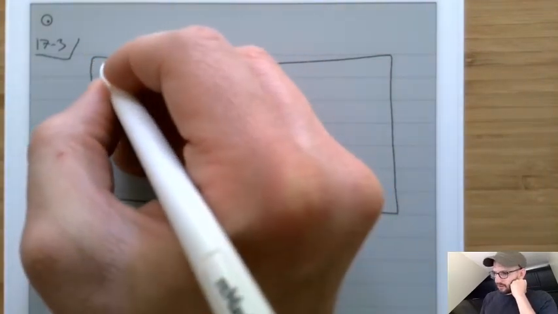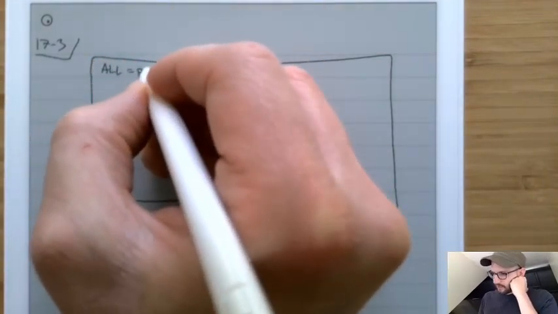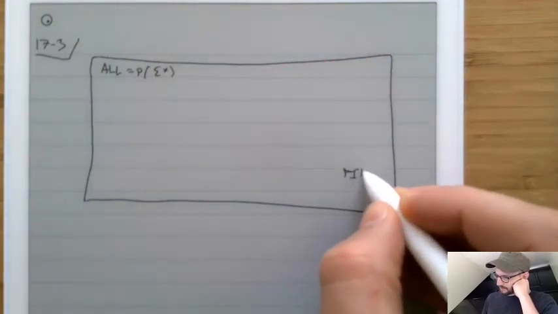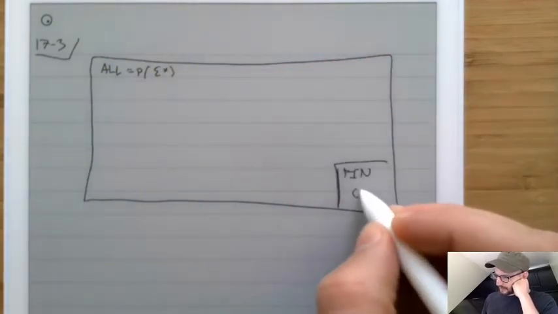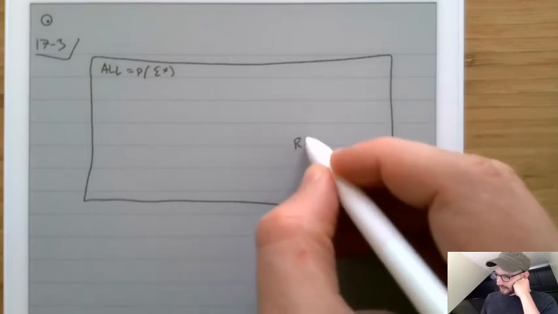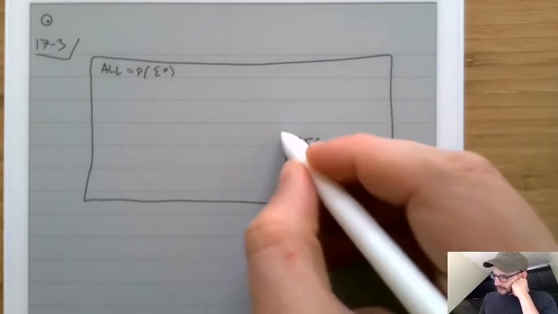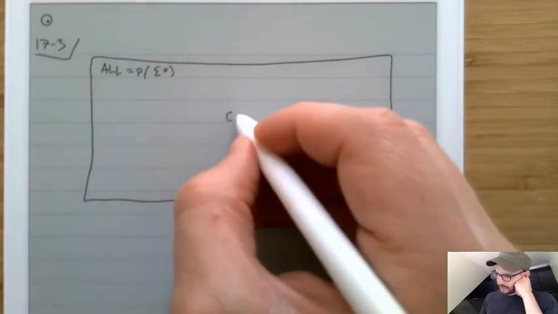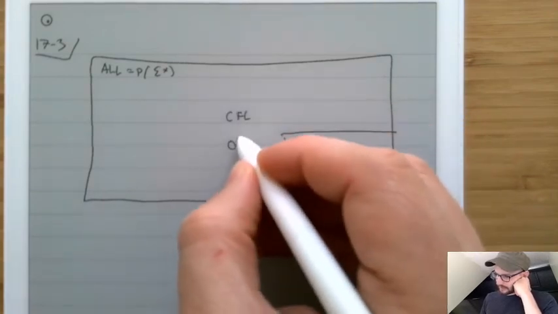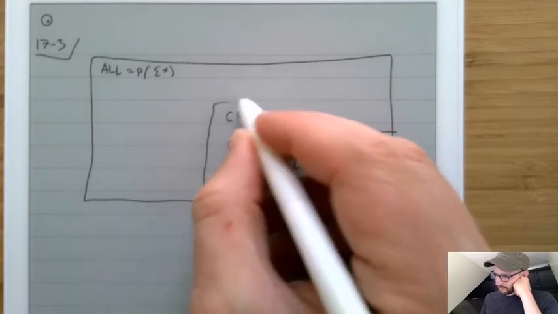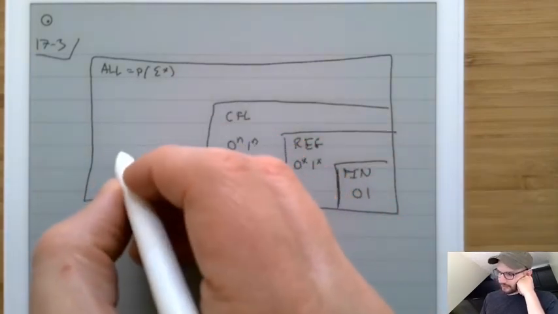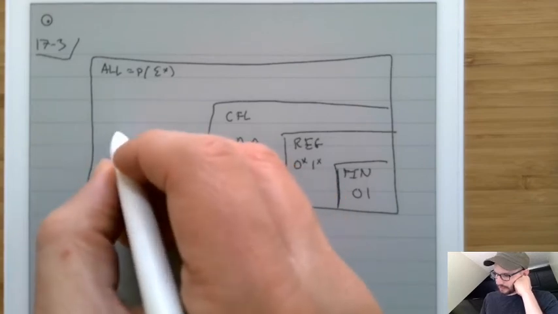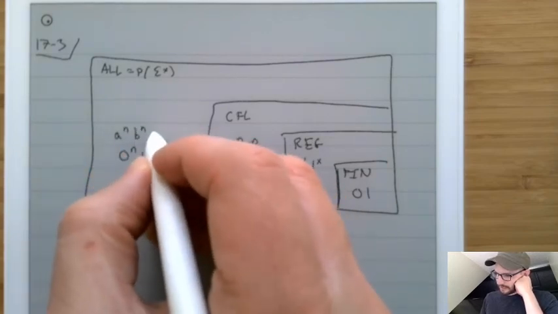In other words, what we have done is we've shown that our picture looks like this. So we have ALL, which is the power set of sigma star. We have FIN, and FIN contains languages like 0, 1. Then we have REG, which contains languages like 0 star, 1 star. Then we have CFL, that contains things like 0^n 1^n. Then outside of that, we have things like 0^n 1^n 0^n, or a^n b^n c^n.